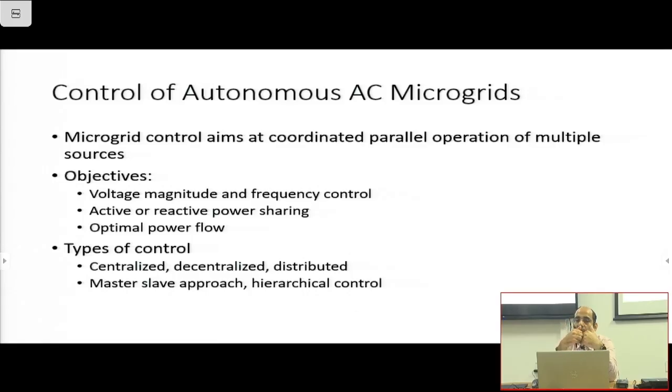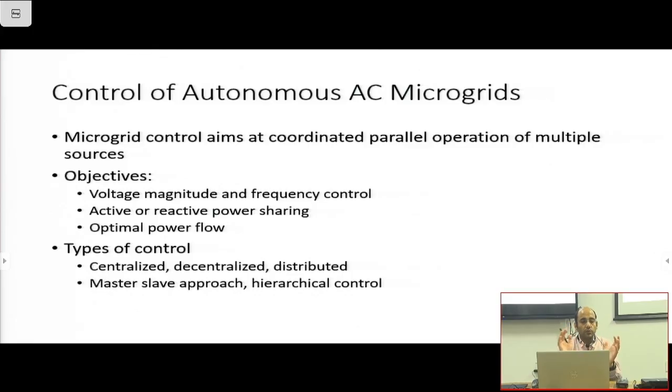Second thing, it may happen that they are working fine, but then it can lead to overloading. Why it can lead to overloading, I'll discuss in just a couple of slides later. Okay, this way. So it can happen that one of the sources is getting overloaded while the other is not properly utilized.